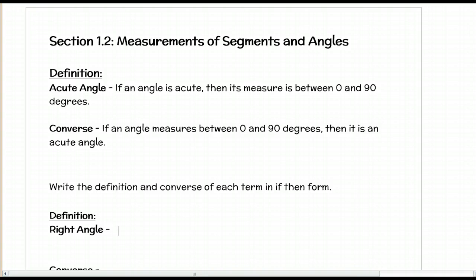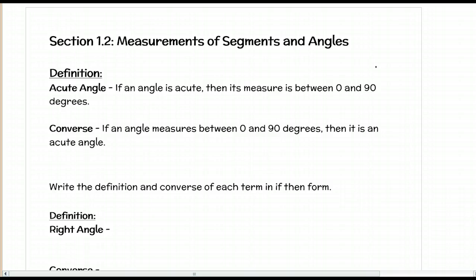So the first one we're going to look at is an acute angle. I'm sure you all know what an acute angle is, but notice how I have this written. It says if an angle is acute, then its measure is between 0 and 90 degrees. You notice we have this in if-then form. It's a conditional statement. Almost all of our definitions, especially for the first few months of school, we're going to write in conditional form. So you want to make sure it's if something, then something else.